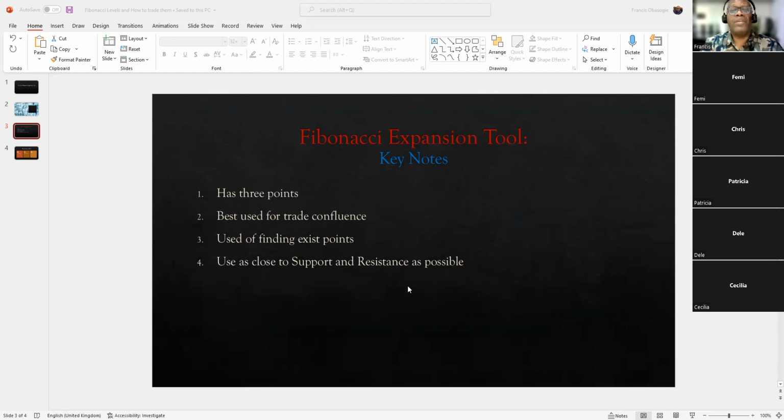There is the Fibonacci retracement. I'm not going to be making much reference to that, so it does not become confusing. But think of expansion. I've learned over the years that in teaching, if you don't want people to get mixed up, focus on one thing and not compare it with another. There are times to do that. So the Fibonacci expansion tool basically has 3 points.